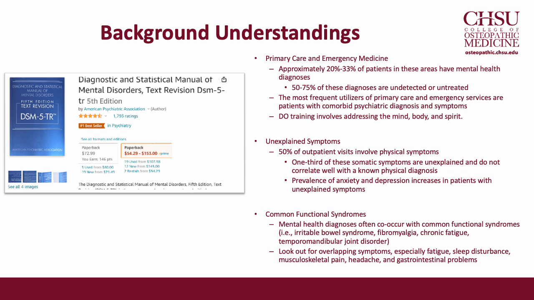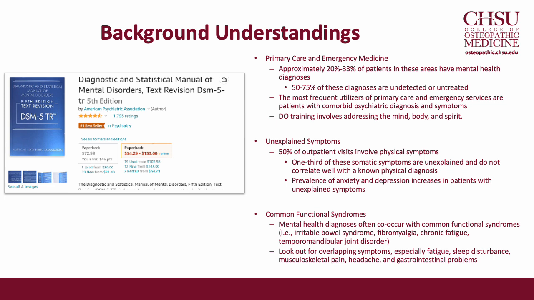This is also a nice reminder that the largest consumers in both primary care and emergency settings are patients with comorbid psychiatric or mental health concerns. An overwhelming percentage, from 50 to 75% of the diagnoses, are undetected or untreated, but may be some of the most pressing reasons why the person is in each of these settings seeking out help.